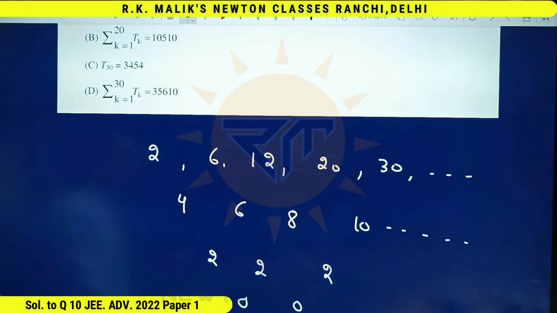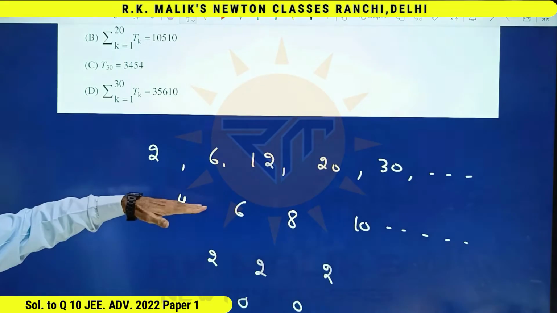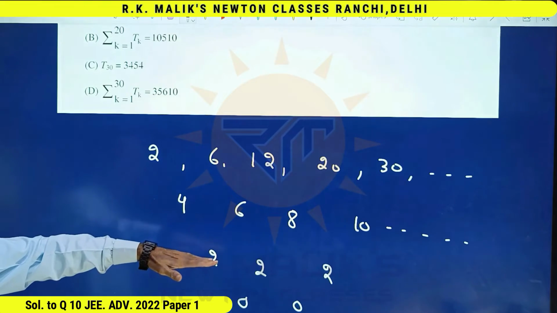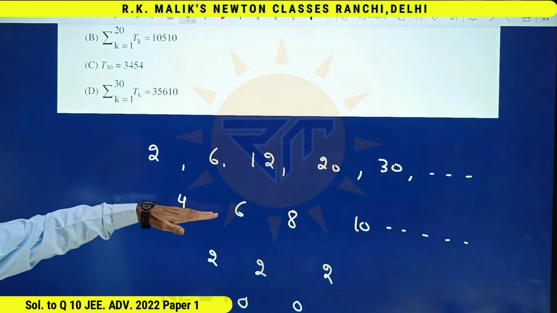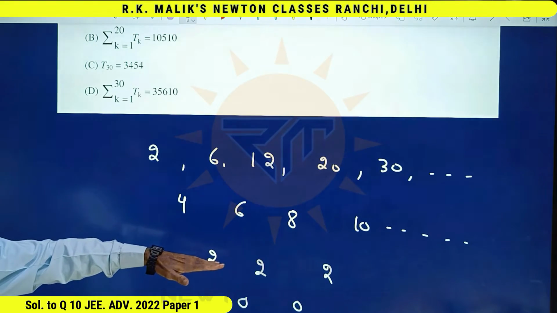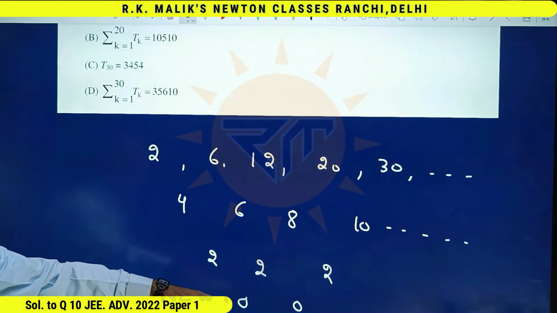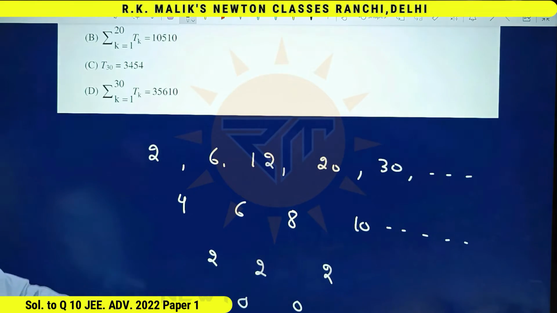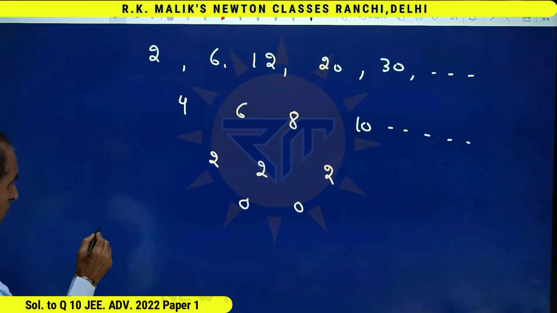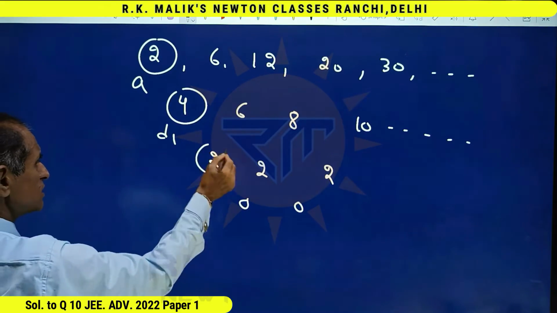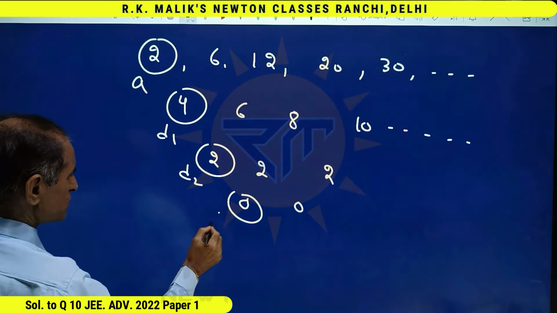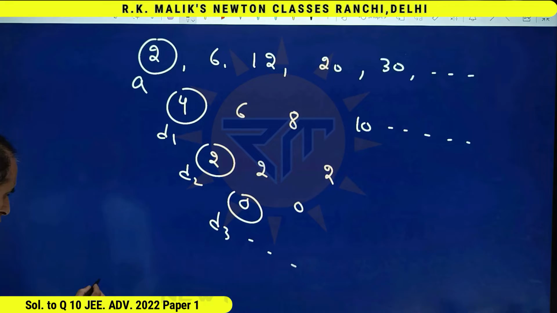That is, this question is of that variety in which if I go on finding differences, after a few steps I get an AP, and the next step gives me constants. Obviously if I have got an AP somewhere, the next step will surely give me constants, and the next step will surely give me zeros. Once you have done this, to find the nth term, name this as A, name this as D1, name this as D2, name this as D3 and so on.